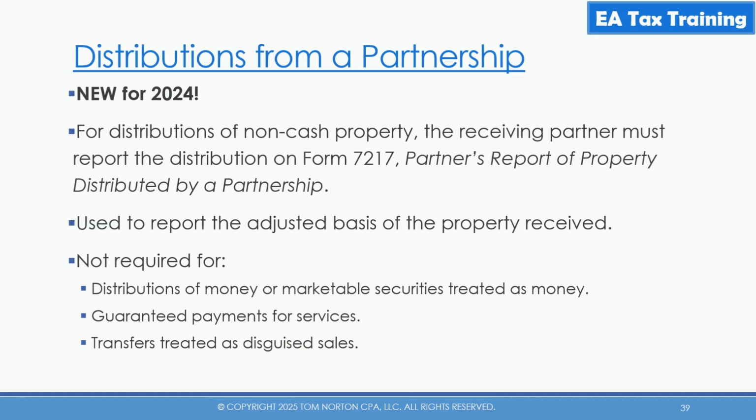There are some times it is not required, so it's not required for distributions of money or marketable securities that are treated as money. It's not required for guaranteed payments for services, and it is not required for transfers that are treated as disguised sales. But other than that, if you get something other than cash from the partnership, then you need to fill out this Form 7217 and attach it to your tax return.